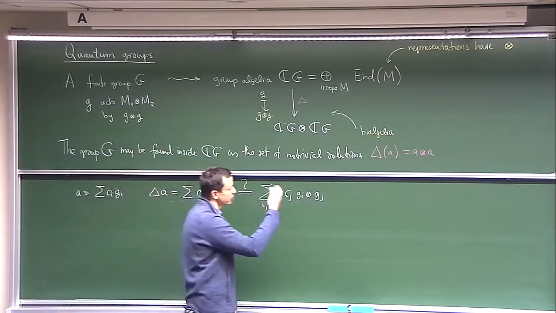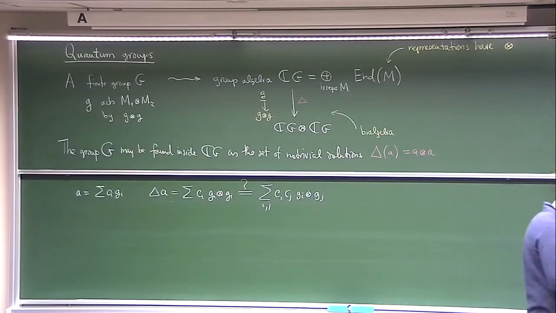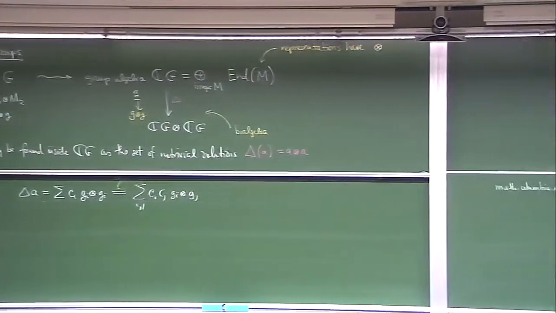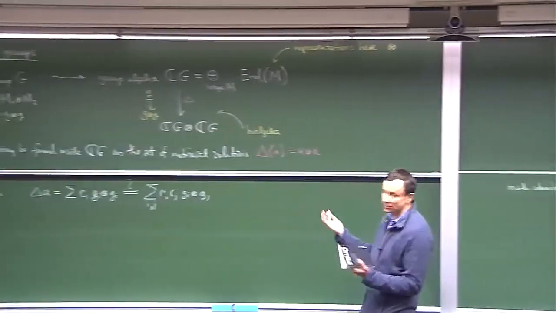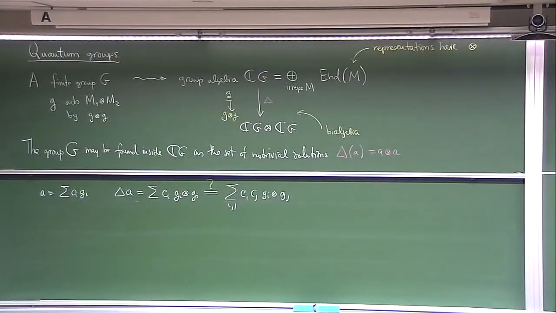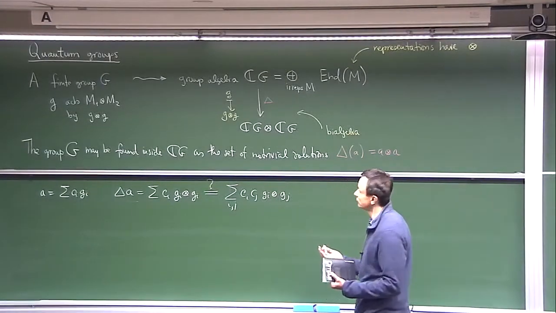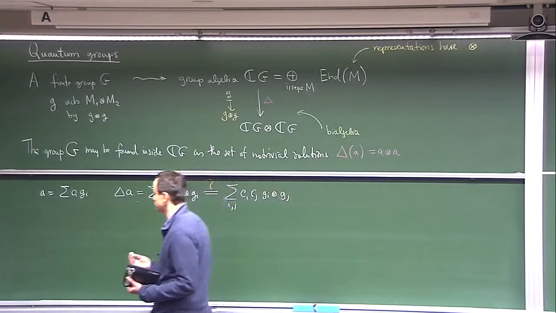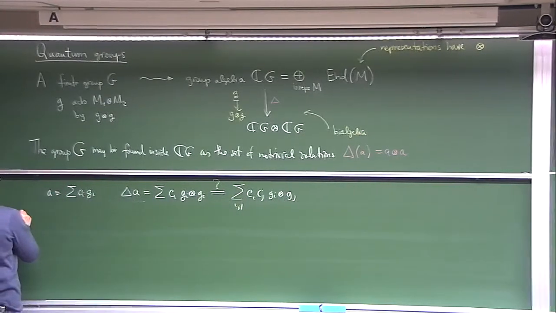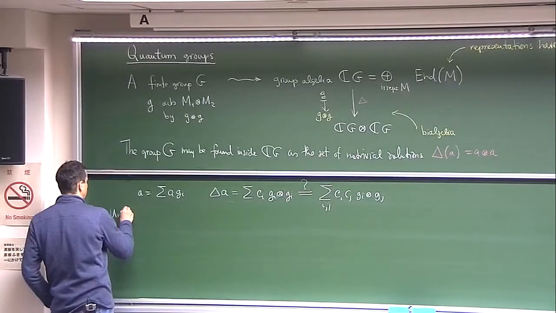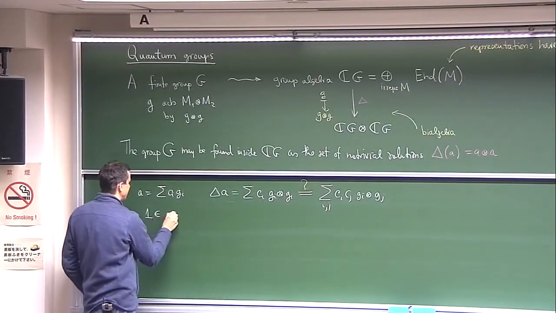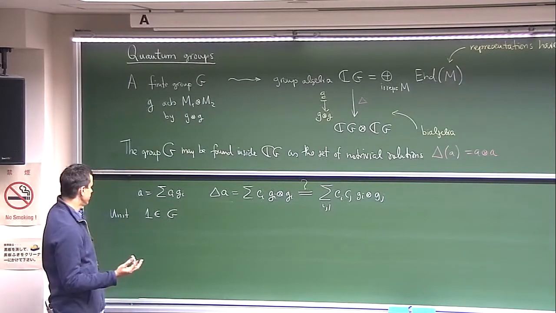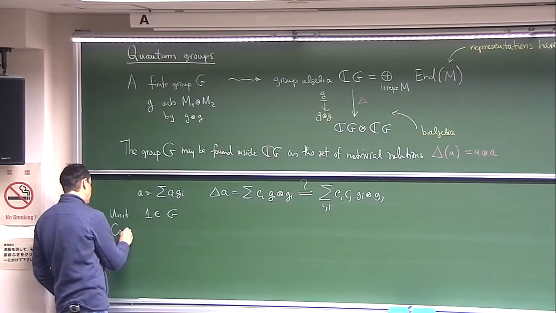So to stress that this structure of coproduct has all axioms opposite to the axioms of multiplication: there's a notion of a unit. We have a unit, which is just the identity element inside G. The dual notion is the notion of co-unit.